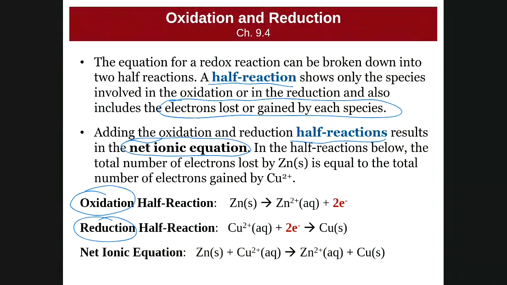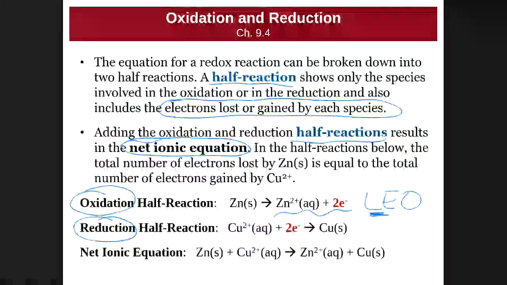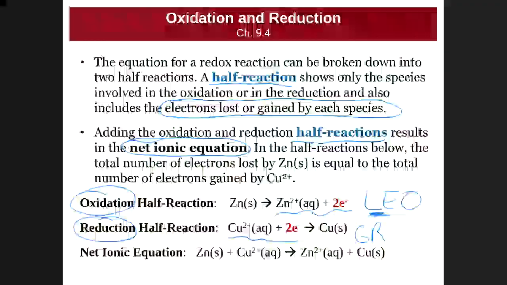So in our half reactions for zinc and copper, the oxidation half reaction is the thing that is being oxidized. So Leo the lion goes grr. Zinc is losing its electrons. The electrons are a product, and zinc is being oxidized. So that makes this the oxidation half reaction. All right. And copper is being reduced because copper is gaining electrons. The electrons are being added, so they are a reactant.